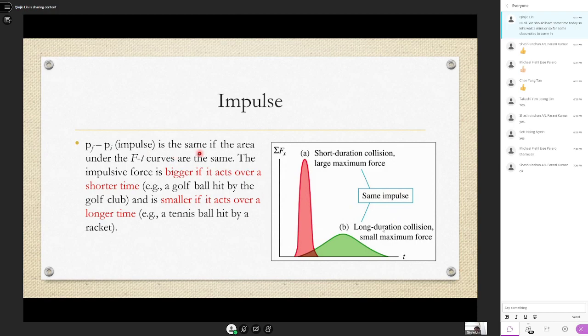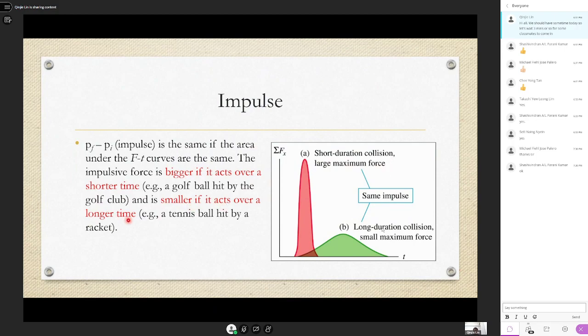Impulse is the same if the area under the F-t curves are the same. That is what we have gone through already. The impulsive force is bigger if it acts over a shorter time. For example, a golf ball hit by a golf club. A golf ball is quite hard, right? You get hit by a golf club. The collision, or rather the golf club hitting the golf ball, is not going to last forever because both are very hard, correct? So to illustrate, you're going to get something like that. You apply a force over a very short period of time, as compared to this, where the force will be smaller if it acts over a longer time.